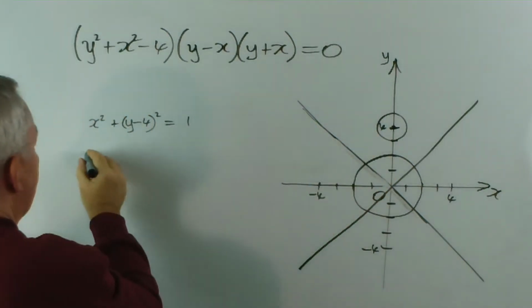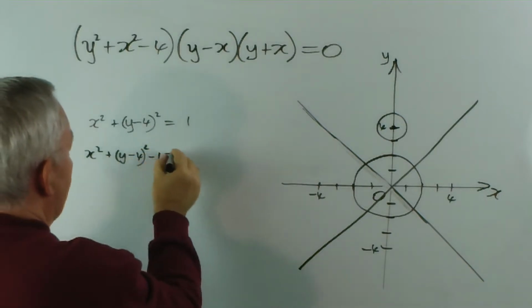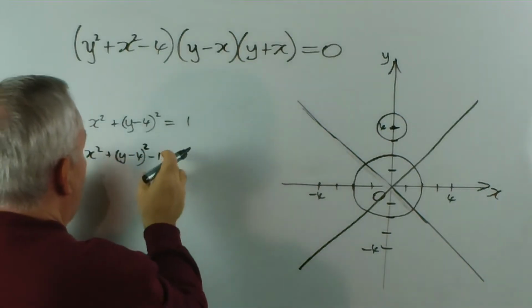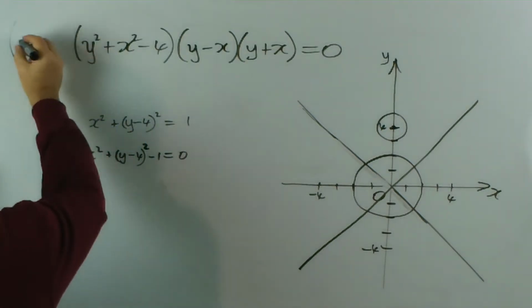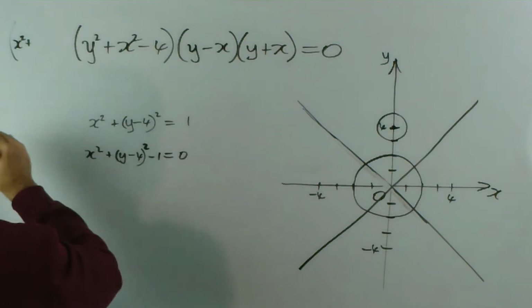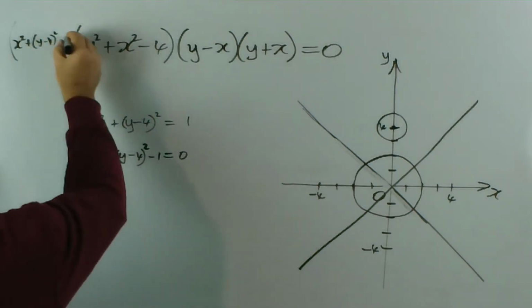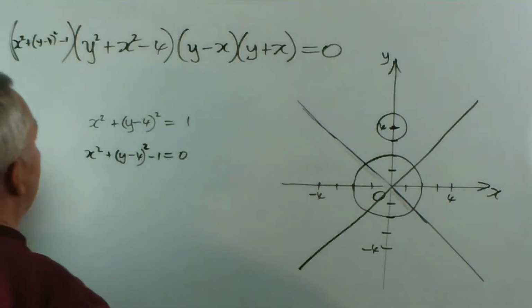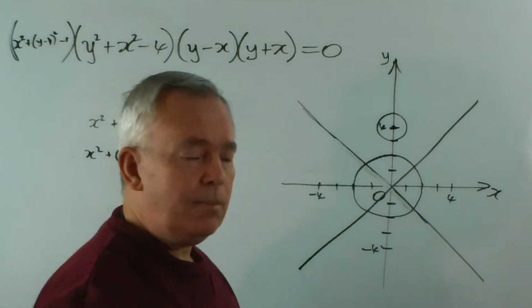So if I rearrange that to x squared plus y minus 4 squared minus 1 equals 0, and put that up here, I'll see if I can just squeeze it in. x squared plus y minus 4 squared minus 1. There it is. Having put that in, now adds that little circle there.